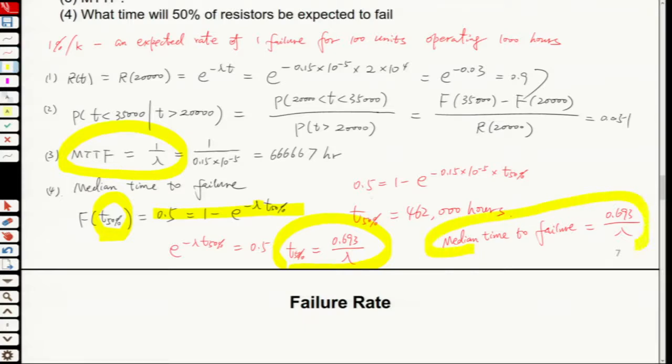So median time to failure and mean time to failure, which one is bigger? Mean time to failure, because this is 1 over lambda, and that is 0.693 over lambda. That means 50% of the product actually fails earlier. And by the time of mean time to failure, more than 50% of the product has failed, because the tail is extended. So yes.